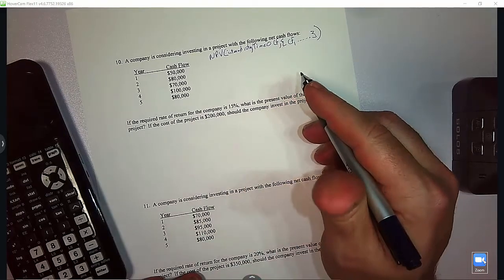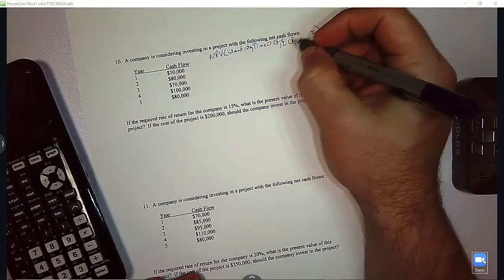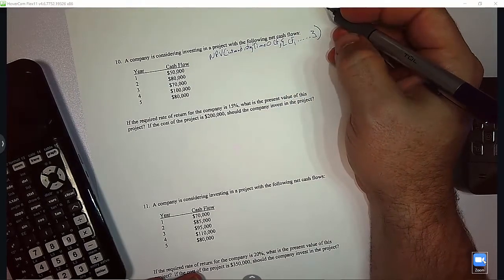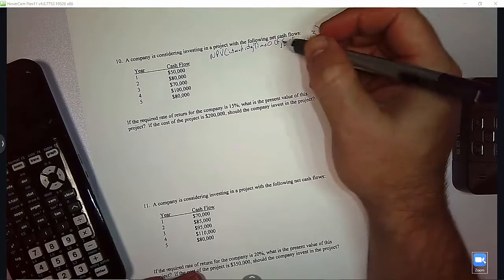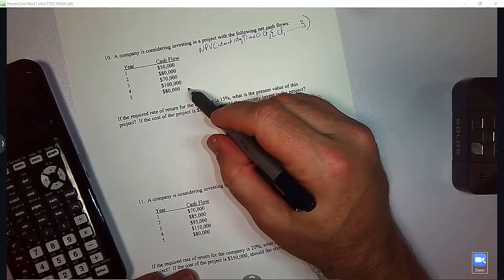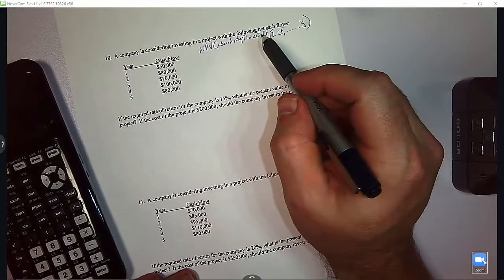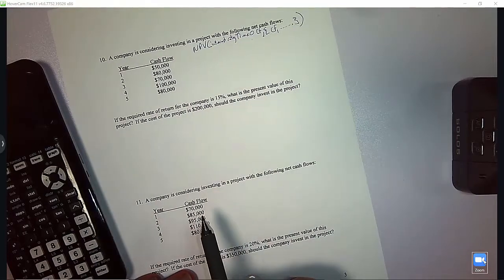So the one thing that people often miss is this comma right here. Okay. That comma right there. In this case, we don't have a time 0 cash flow, so we're going to put in a value of 0 for that. And then I'm going to show you on the next problem what it looks like when you put a number in for that.